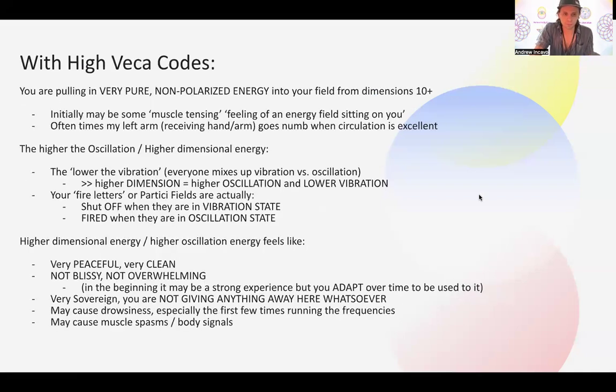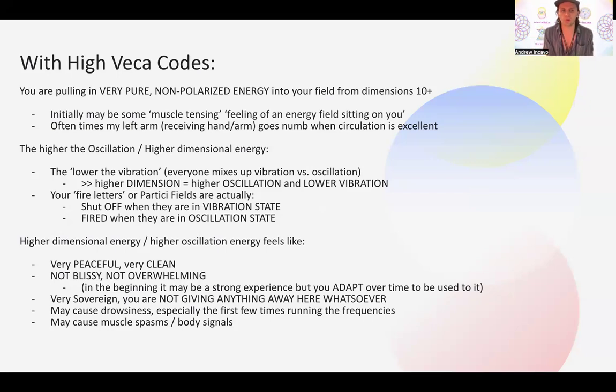So with the Veka codes, this is kind of review here, but you are pulling in very pure, non-polarized energy into your field from dimensions 10 through 12, 13 through 15, and then the 3 ascended master layers that lie beyond dimension 15 of our 15 time matrix. And the reason why I'm saying we have a 15 time matrix is because we have 15 dimensions, and then we have 3 layers that are beyond it. The layers beyond it are not quite dimensions the same way that the lower dimensions are. So you can pull using these Veka codes 10 through 12, 13 through 15, as well as the 3 layers beyond that, which is really cool.